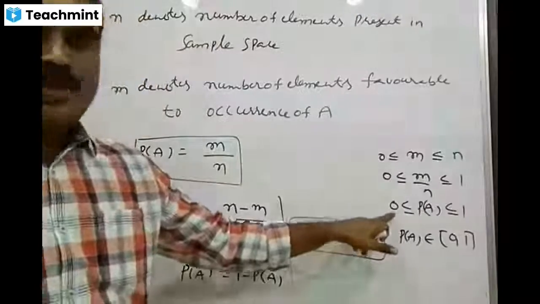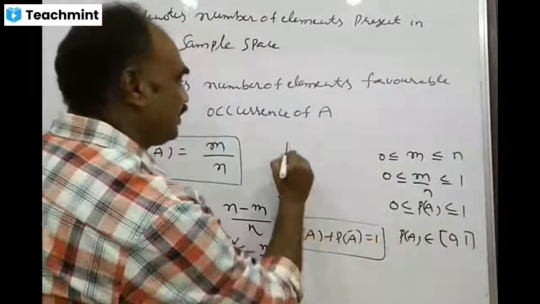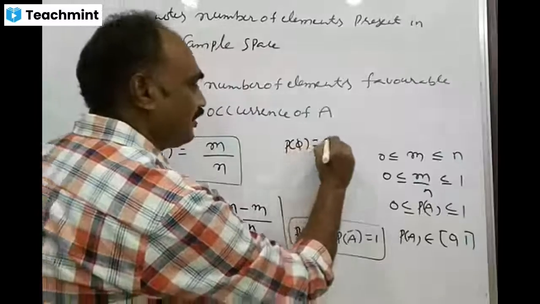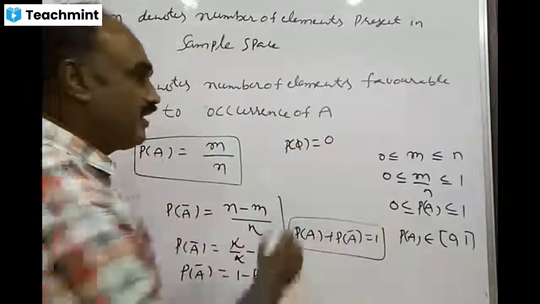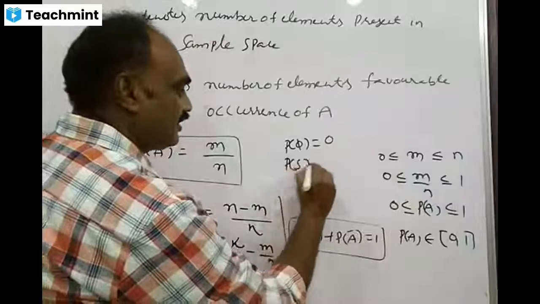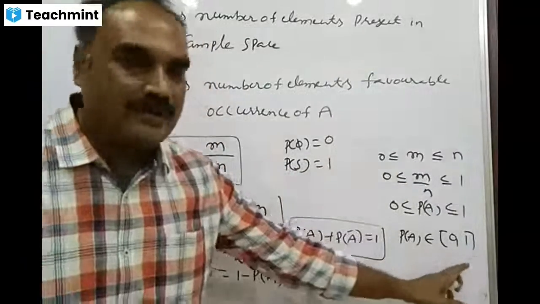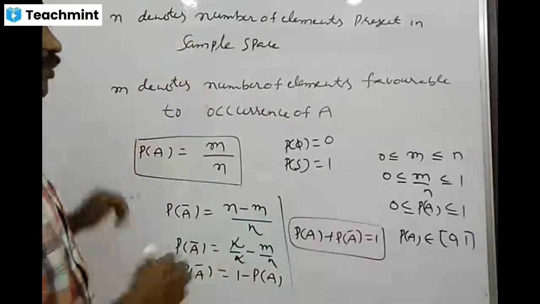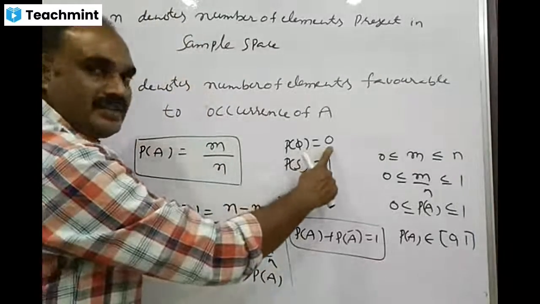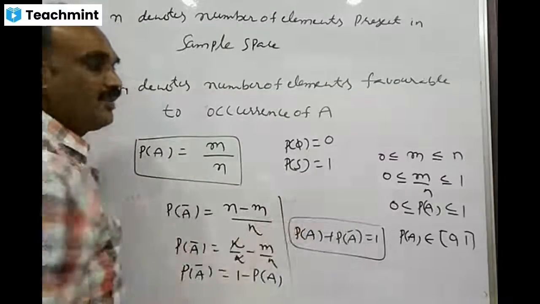Friends, probability of an impossible event is equal to 0. Probability of phi is equal to 0. Probability of a certain event or sure event is equal to 1. P of S is equal to 1. So the probability lies between 0 and 1. Minimum value is 0, maximum value is 1. Probability of impossible event is 0. Probability of certain event or sure event is 1.